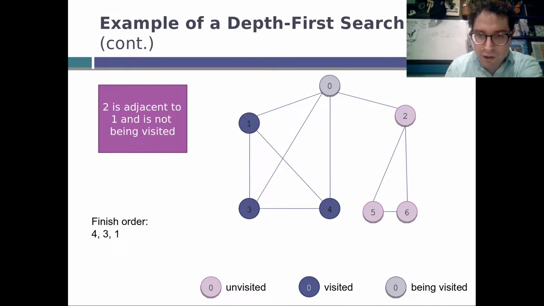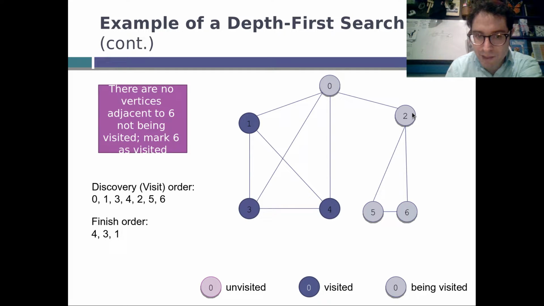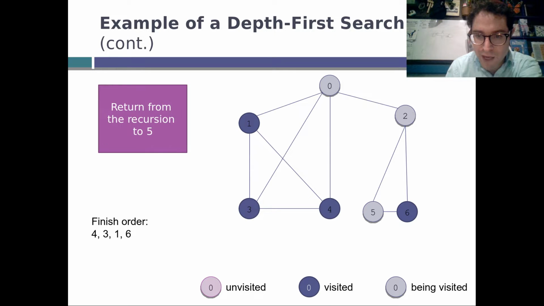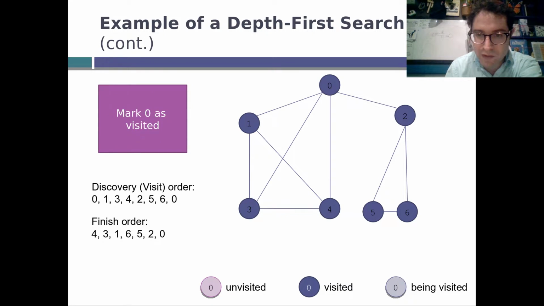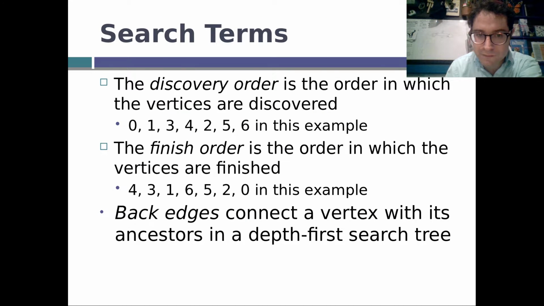And so at 0, though, I'm not at a dead end, right? I can still visit node 2, and from node 2 I can visit 5, and from 5 I can visit 6. And then 6 will say I'm at a dead end, so I've got to back up from 6 to 5, and then 5 to 2, and then from 2 to 0. And then at 0, there's nothing else to visit, so we mark it as done.